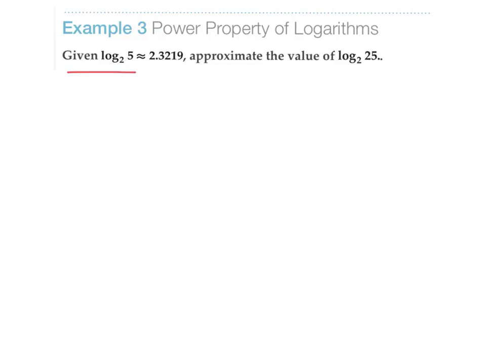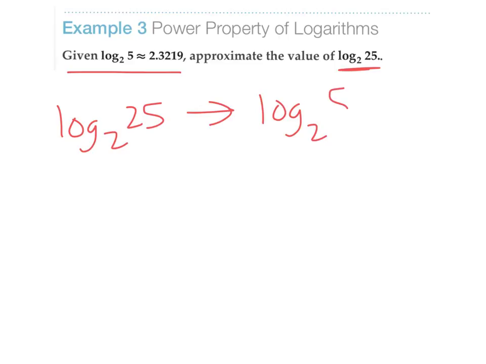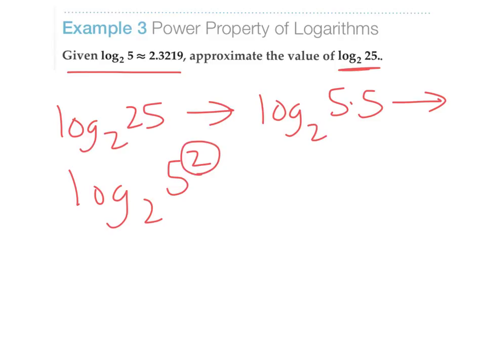And so that is the approximate value of log 192, right up here. Once again, we are given this information and we want to approximate this. So we're going to change our log base 2 of 25, and I'm going to write 25 as 5 times 5. Well, 5 times 5 is really 5 squared. And then the property we're going to use, like I said in the last slide, is that this exponent is going to get moved in front of the log. So it's going to become 2 log base 2 of 5.